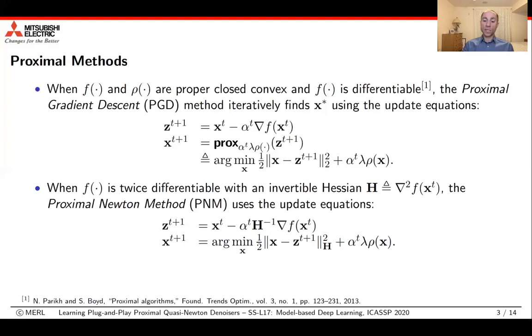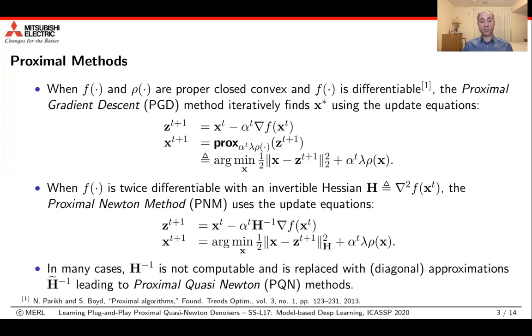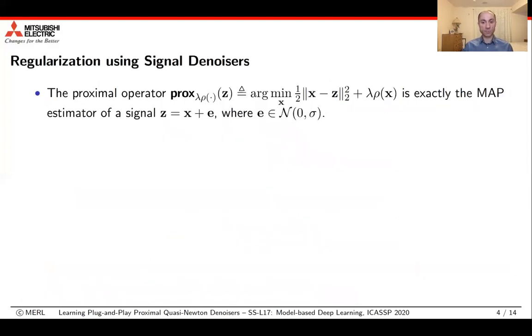Now, an approximation for these proximal Newton methods is called proximal Quasi-Newton methods, where H inverse could be replaced with, more often than not, a diagonal approximation. And in this case, the proximal mapping operation itself, when H tilde is actually diagonal, becomes much more amenable to computation. It's easier to compute.